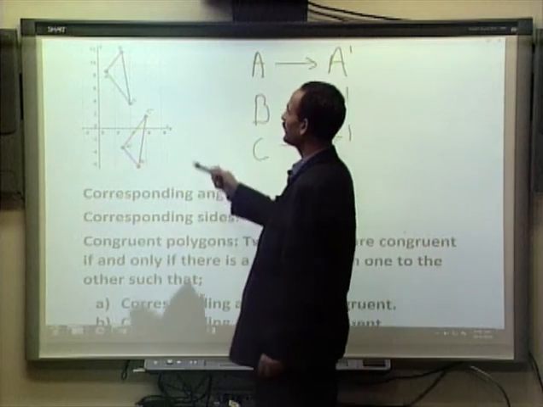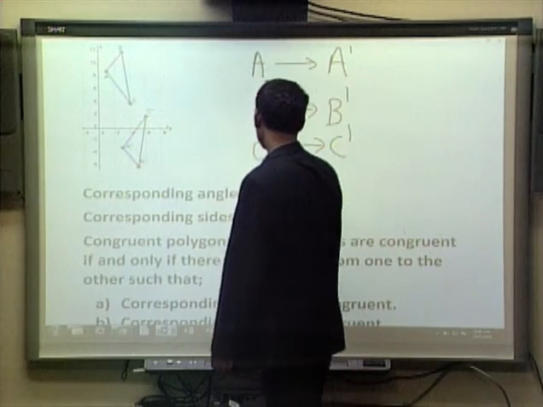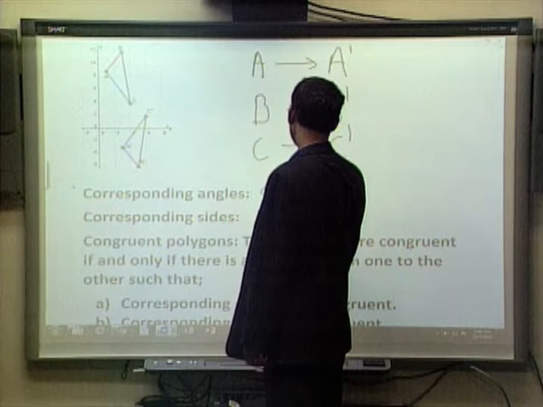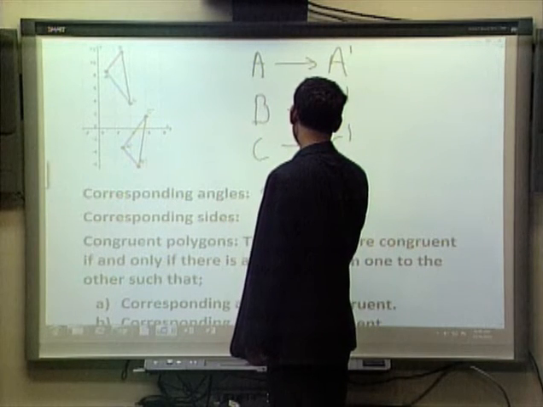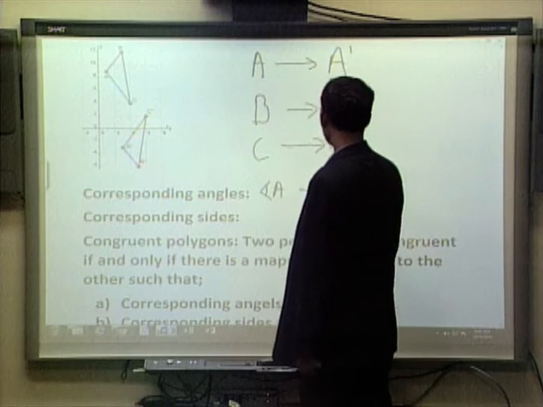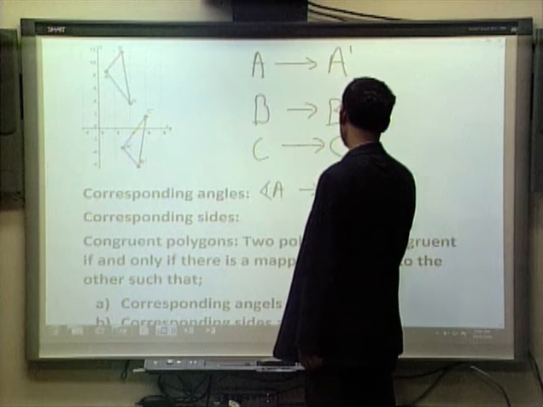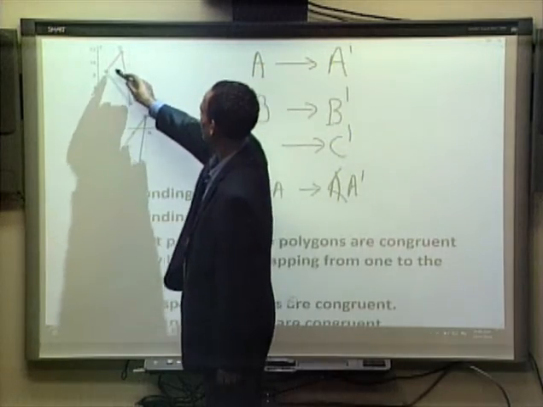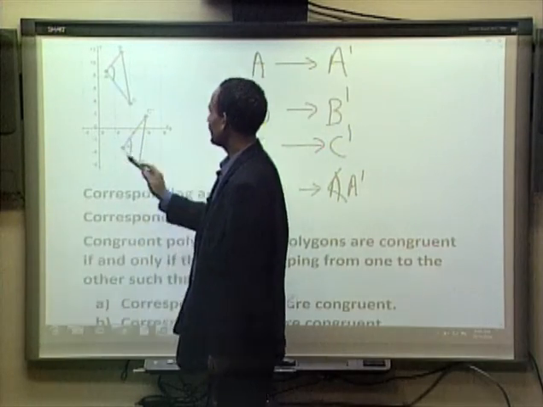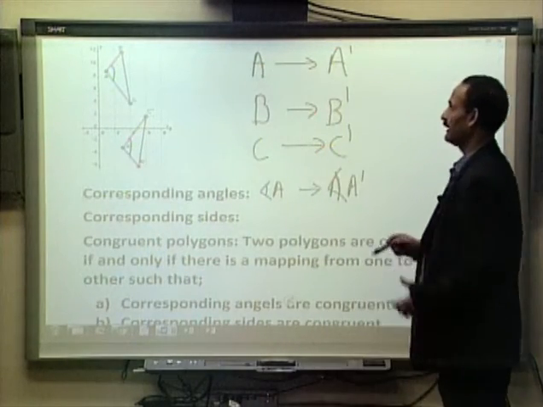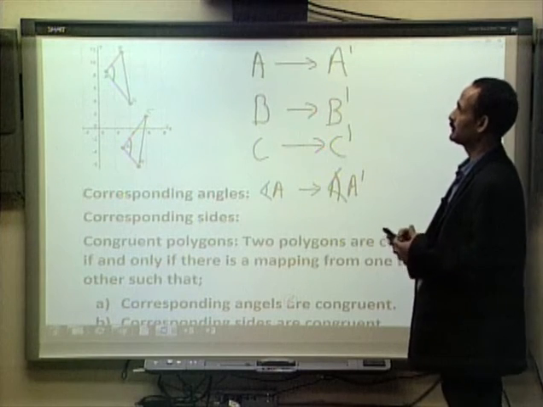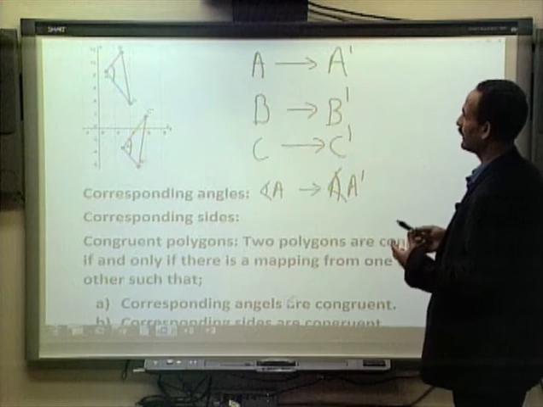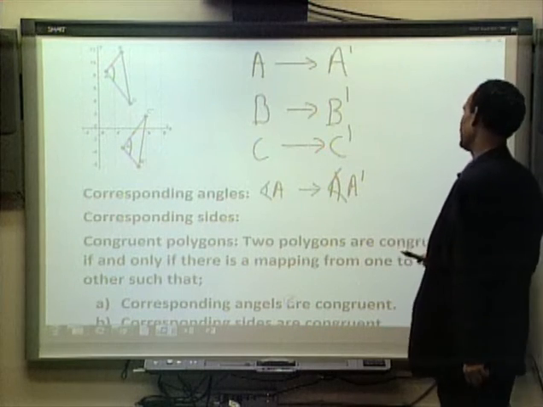Then we will get corresponding angles. So, the angle A corresponds to angle A dash. So, this angle corresponds to this angle. Similarly, the angle B corresponds to angle B dash and angle C corresponds to angle C dash.